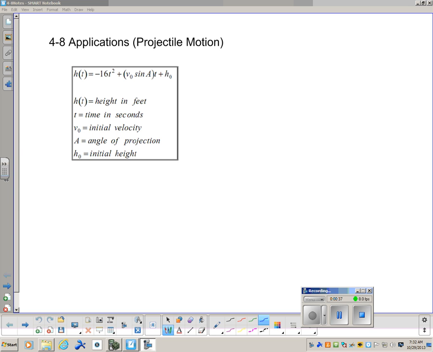Again, we're looking at height in terms of time. Time is generally in seconds here, and height is in terms of feet. So that's going to be the formula that we use over and over again here in 4/8 when we're looking at projectile motion of some kind of an object.